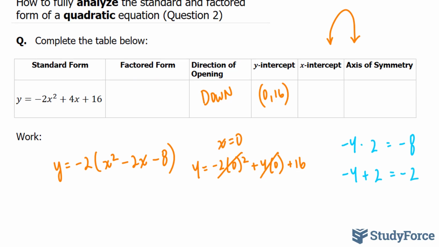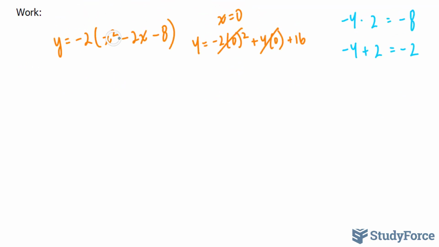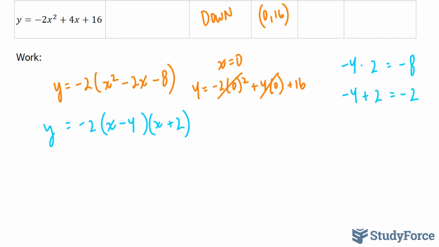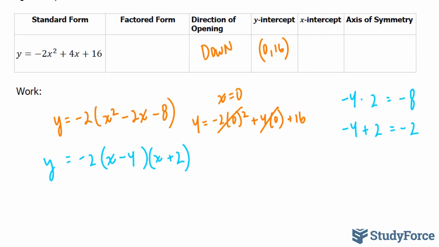Once you have found the right combination, you want to break this trinomial down into 2 sets of brackets, like this. The independent variable here is x, so place it in both of these brackets and put minus 4 and plus 2. There you have it. This equation right here represents the factored form of the original standard form equation. Let me write this in.